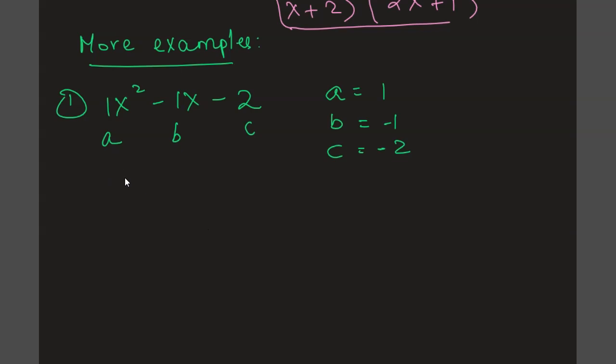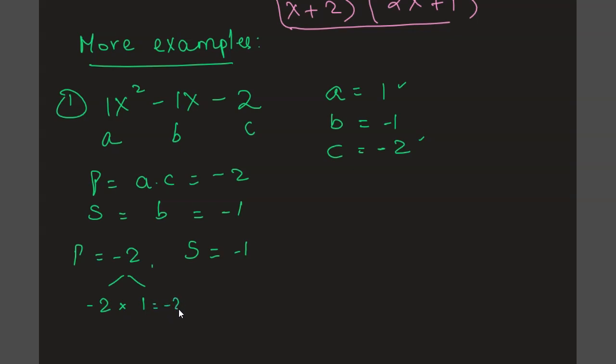Now my first step is to multiply A and C. When I multiply A and C, I get a product of negative 2. And the sum that I'm looking for is my B value, and that is negative 1. Two numbers that give me a product of negative 2 and a sum of negative 1 are negative 2 and 1, because when I multiply negative 2 with 1, I get a negative 2, and when I add negative 2 and 1, I get a negative 1.